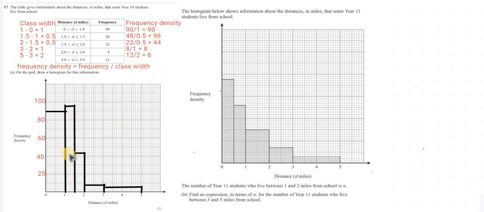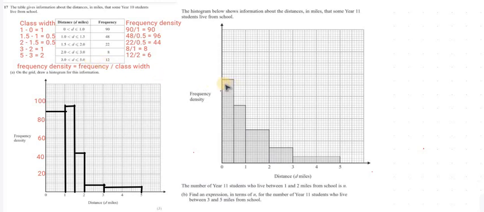And then 44, same thing. You jump 2 boxes up from 40, you get to 44. For 1.5 to 2. And then for 2 to 3, that's 8. So 1 box down from 10. And then 6, another box down from 8. So you get 6 from 3 to 5. Okay, this is a histogram, frequency density graphs. That's the topic to look at for that one.